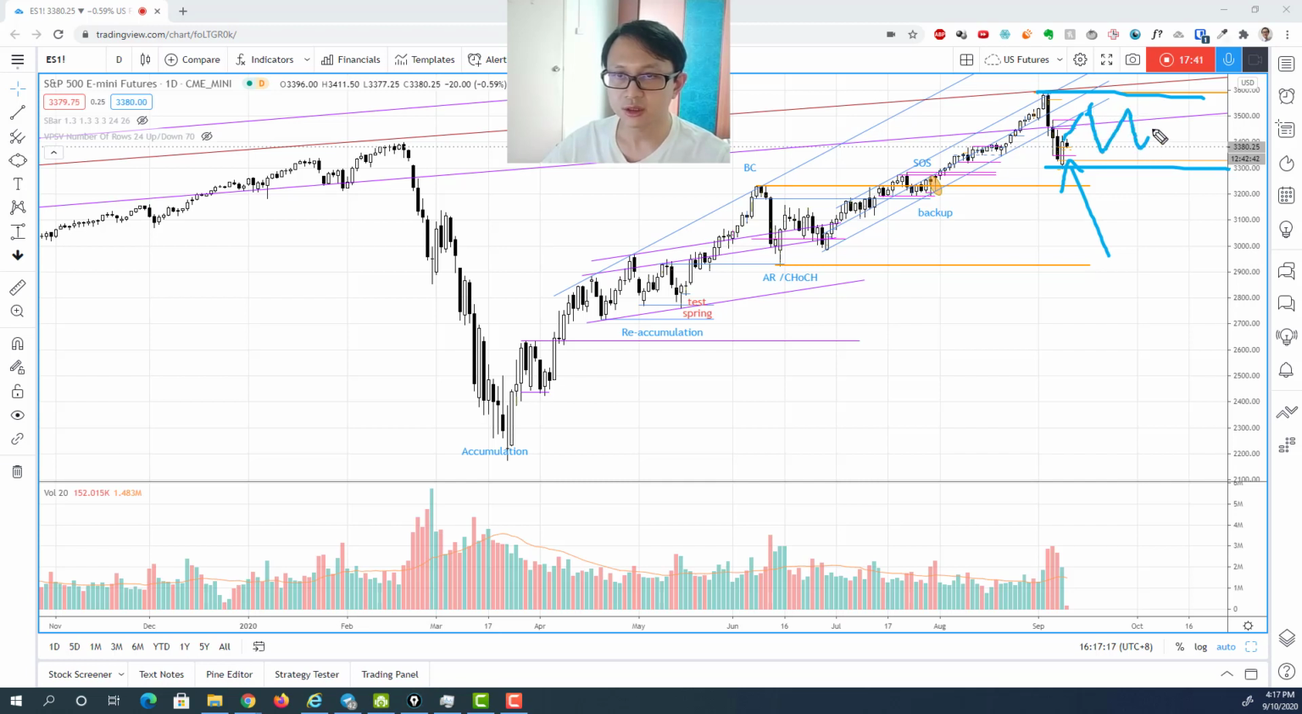Going forward, you should see this kind of ranging condition, and then we can judge the character of the downswing or upswing to form our bias, to see whether this range will become a reaccumulation range or a distribution and go down, and things like that. But so far it is too early to tell.